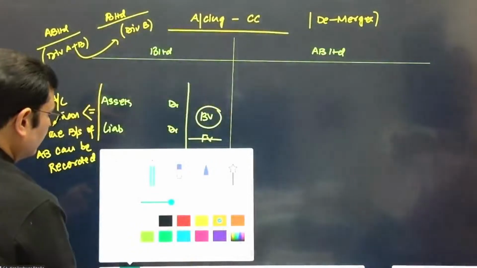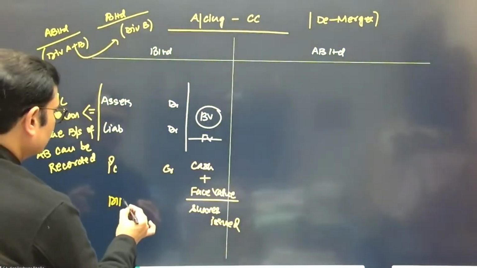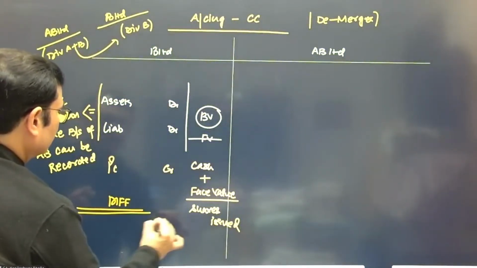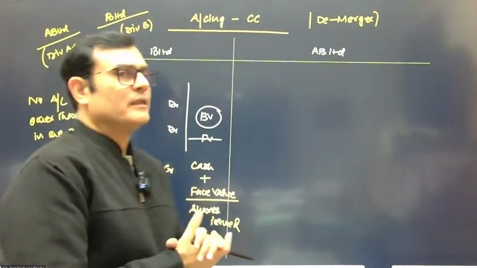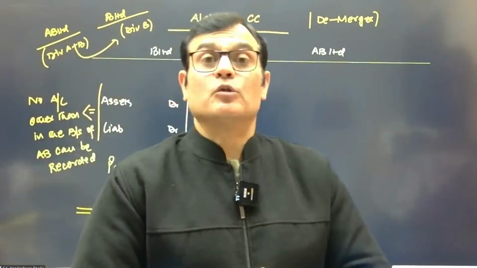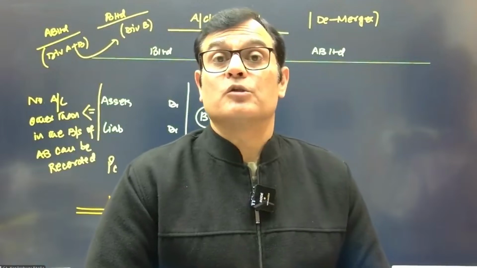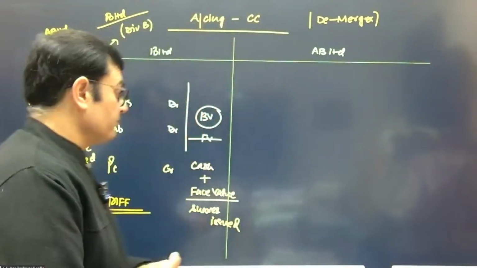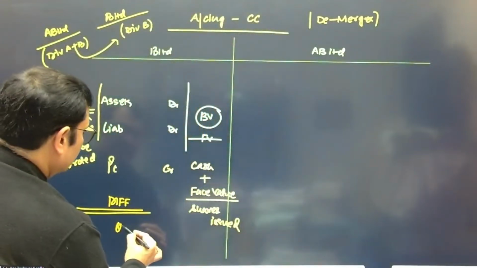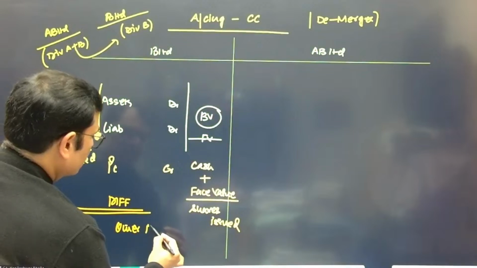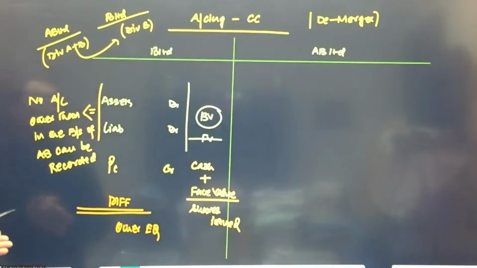And any difference which will appear in this entry is not going to be goodwill or capital reserve, but it's going to be adjusted the way you'd use the pooling of interest method. It is going to be adjusted in other equity. So any balancing figure in this entry is going to be adjusted in terms of other equity. No goodwill, no capital reserve would arise.